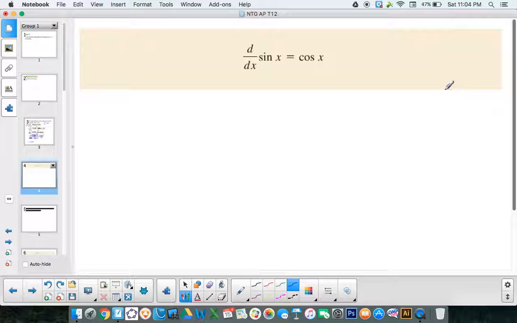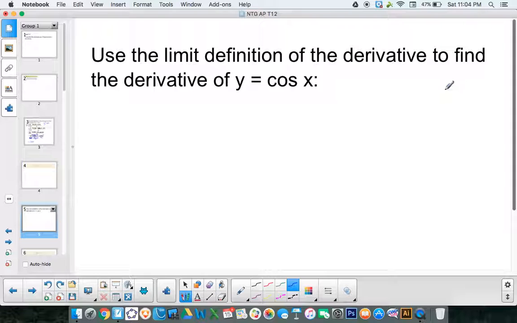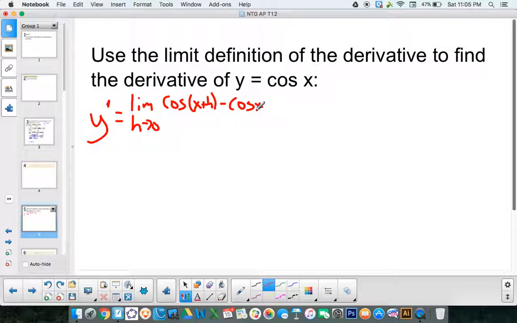Alright? Let's do the same thing with cosine. Find the derivative of cosine. Alright? So we'll use the limit definition. We'll find our y prime, or dy dx. The limit as h approaches 0, we got cosine of x plus h minus cosine of x all over h. Use our angle addition formula. If you're not sure, check the board on Monday.